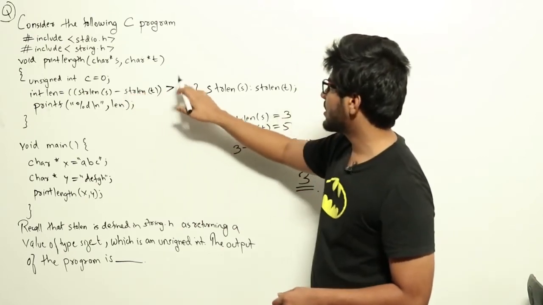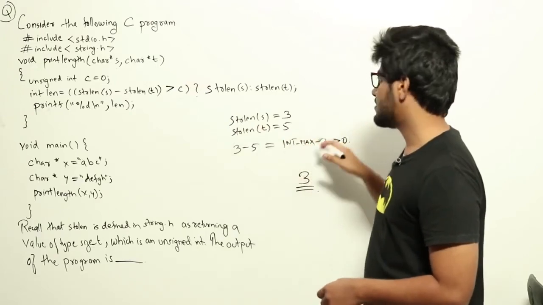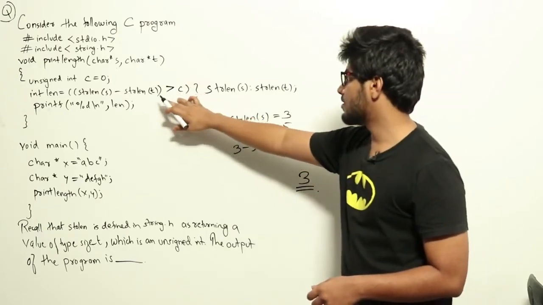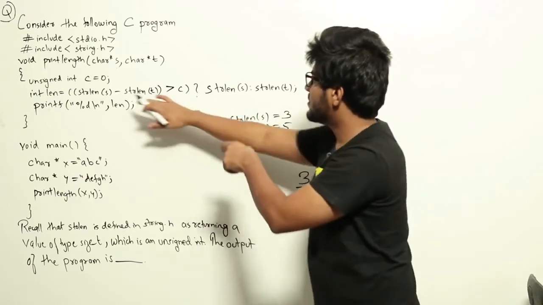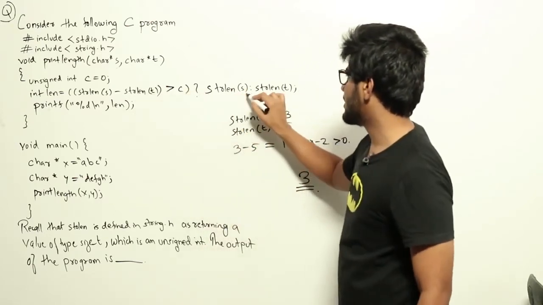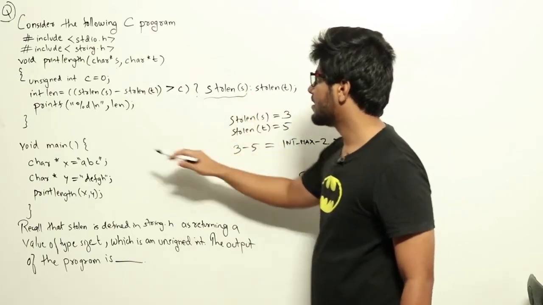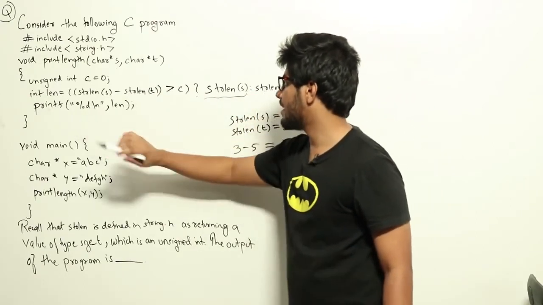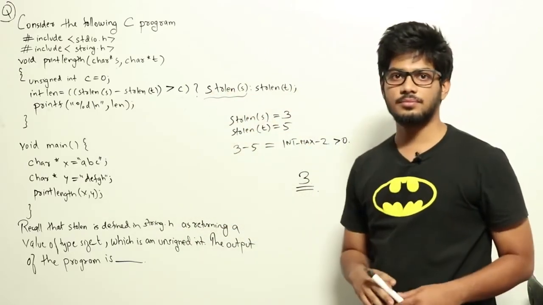Now we are comparing it with c, which is also unsigned. Is int max minus 2 greater than 0? Obviously it is greater than 0. It's a very large number. In that case, since this is true, it will be returning this part, which is strlen of s. Strlen s is 3 here. So we are printing len as that. So the output of the program would be 3.